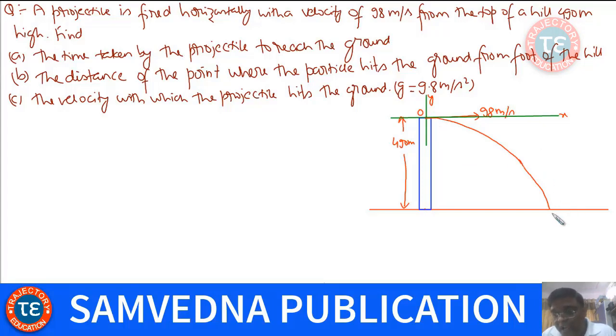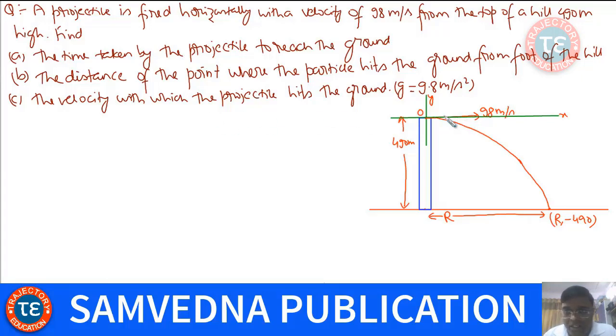So this is the origin, and what's the coordinate of this? Let's take this as R. So the coordinate of this point is R, and since this is the origin, this is 490 below the x-axis, minus 490.